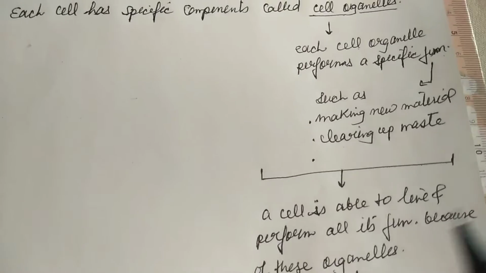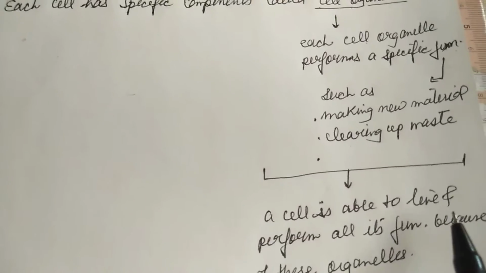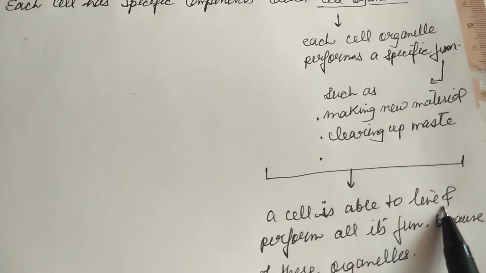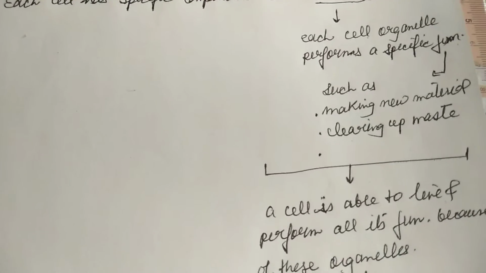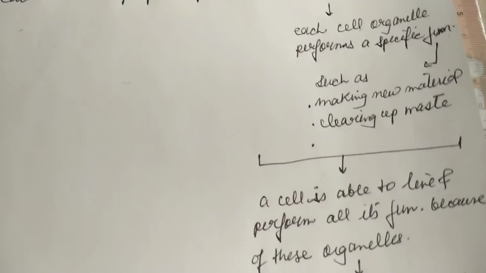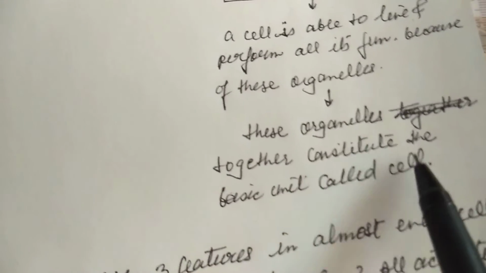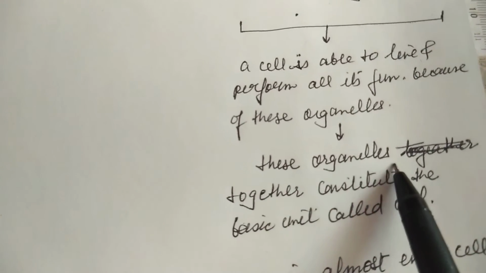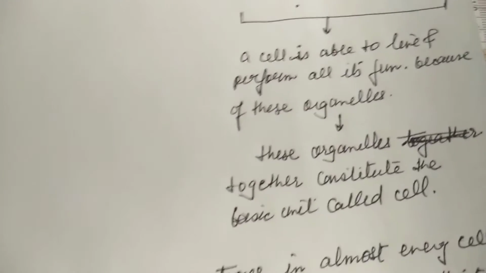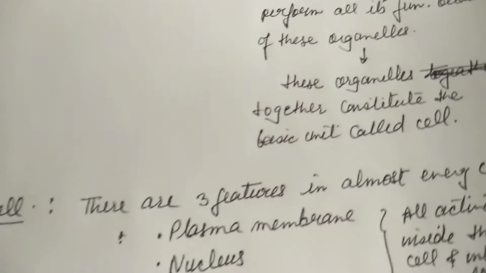So as we say the cell is the structural and functional unit of life, and the cell is able to live independently. Right? Because of these organelles. And these organelles together constitute the basic unit called the cell. So we'll study about these organelles in this chapter further: what all these organelles are, how they function, how they unite together to form a cell.